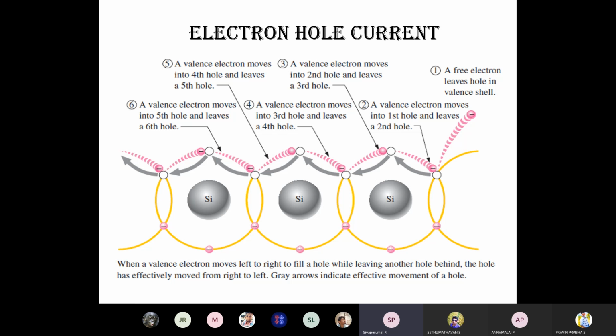Okay, and similarly the third hole will leave and the fourth hole will be created, and similarly the fourth hole will leave and the fifth hole will be created. Like that, the valence electrons move from one to another. This valence electron effectively moves from right to left or left to right, just occupying the cells for the free electrons. So this is the one condition.